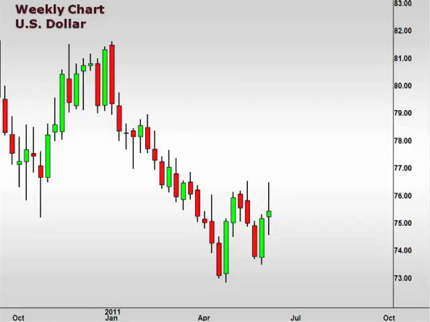Let's start off with a look at a weekly chart of the US dollar index. This is a great way to gain perspective as to how the US dollar has been trading against a basket of currencies, while the dollar index continues to hold above 75 but closed a week off of the highs.